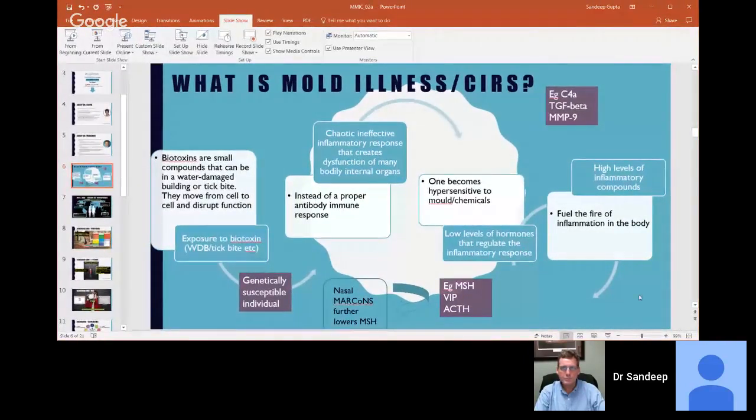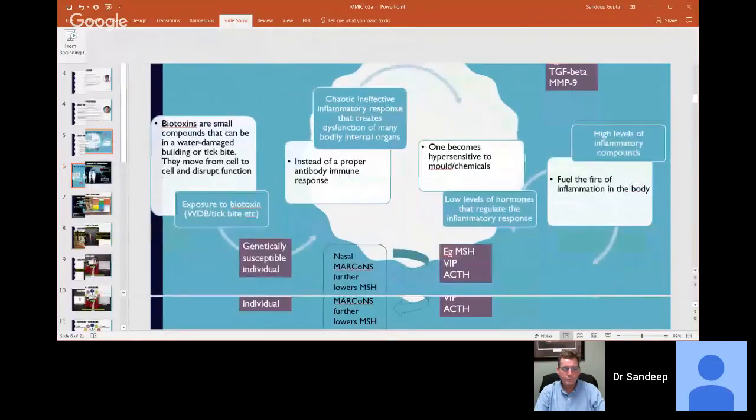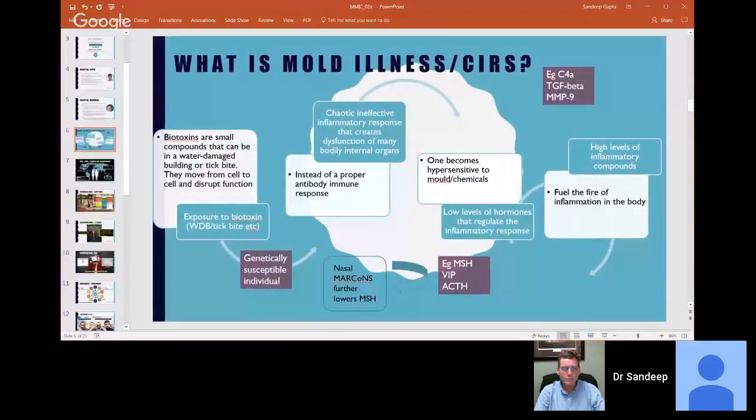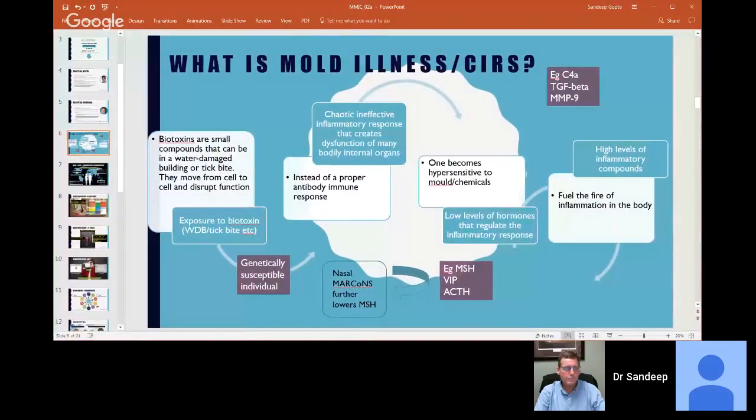Okay, so most of you who have looked at survivingmold.com and the information that's out there on CIRS have noticed that it's quite complicated to understand what exactly CIRS is and how it develops. I've developed a slightly simpler diagram to explain this. If you start on the left-hand side of this diagram, you'll see that biotoxins are small compounds that can be brought into the body through a water-damaged building, otherwise known as a moldy building, or a tick bite, most commonly.